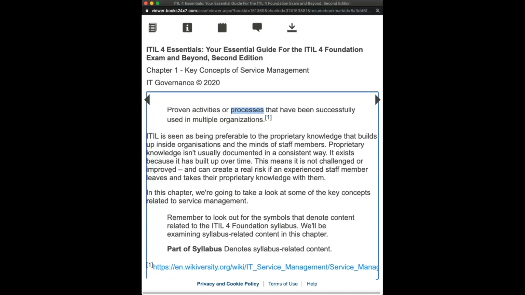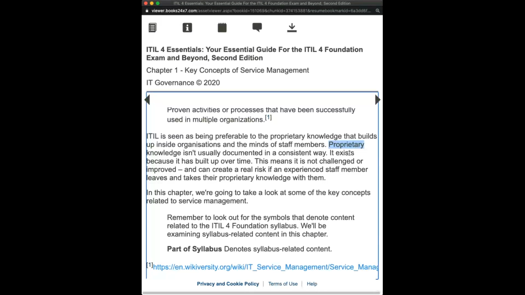Okay, ITIL is seen as preferable to the proprietary knowledge that builds up inside organizations and the minds of staff members. Proprietary knowledge isn't usually documented in a consistent way. It exists because it has built up over time. It means it is not challenged or improved and can create real risk if an experienced staff member leaves and takes their proprietary knowledge with them.